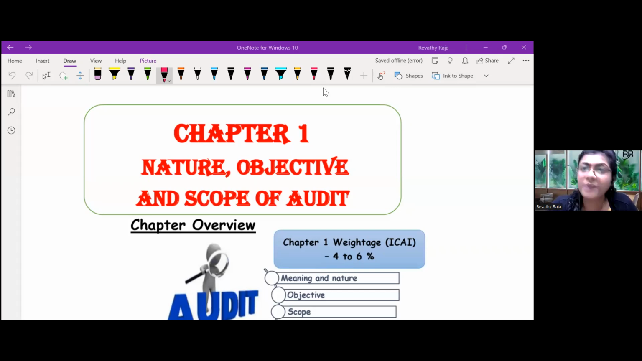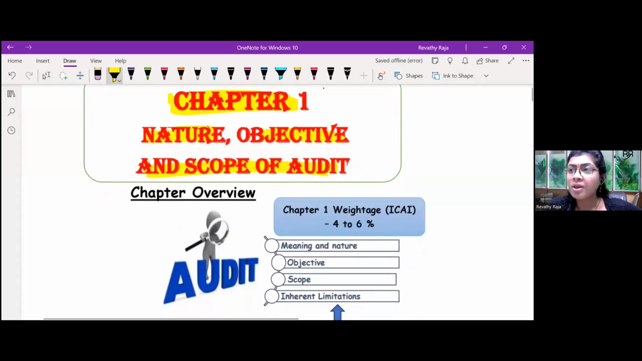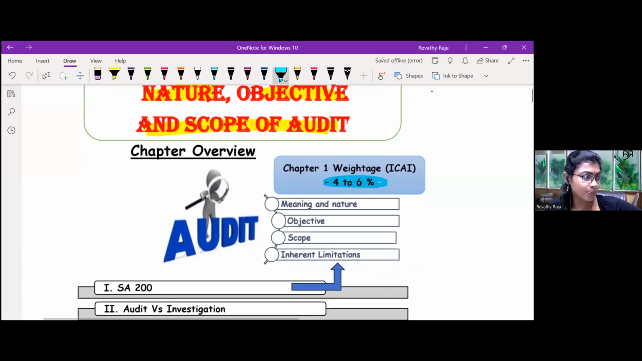Now, what is chapter number 1? Chapter number 1 is nature, objective, and scope of audit. Nature of auditing, objective of auditing, and scope of audit. The weightage of this chapter as per ICAI is around 4 to 6 percent.